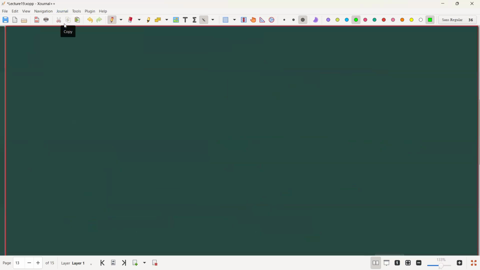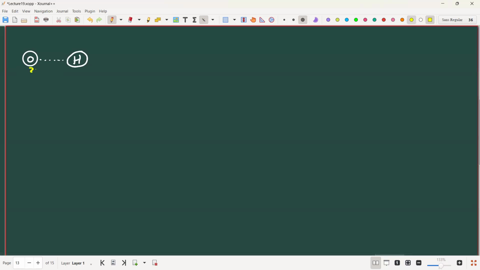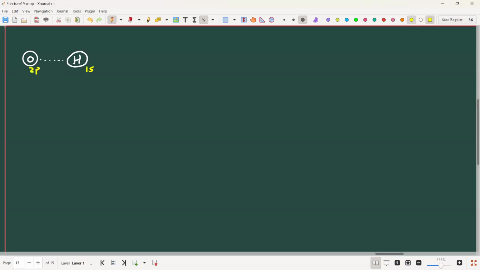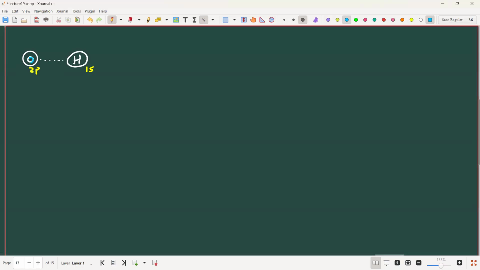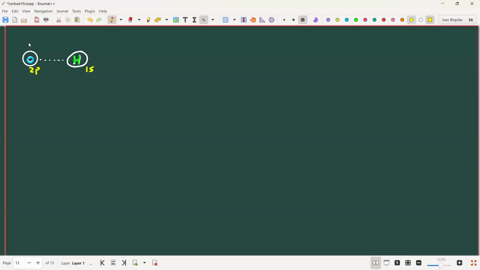So let's look at 2p. Here's a great example. Let's do oxygen and hydrogen. Let's set this to be in a 2p orbital, and of course, H is in 1s. I'll do the same color coding as before. We have some ambiguity about which p orbital to pick, so let's look at two examples.